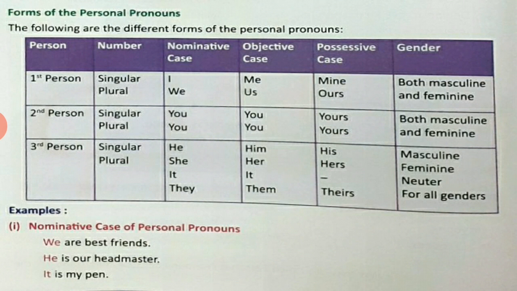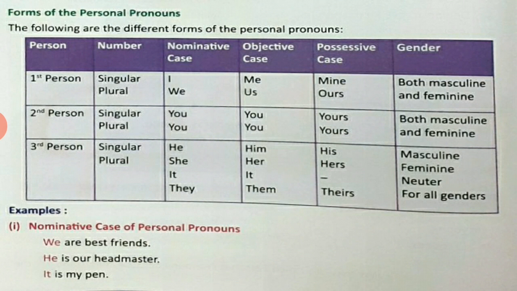Now, as we have learned earlier about the cases in nouns, similarly, we also have case in pronouns. When a noun is used as the subject of a verb, it is said to be in the nominative case. Similarly, when a pronoun is used as the subject of a verb, it is said to be in the nominative case. Like over here, we are best friends. He is a headmaster. It is my pen. So the pronouns we, he, it are the subjects of the verbs are, is, and again is in the third sentence.